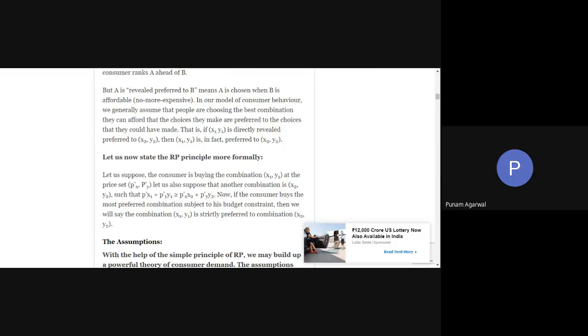Ma'am, this means that the consumer will choose A not because it is very expensive. It depends upon his likeness. If he likes the good, he will choose A. Hmm. It is not necessary that he will choose the less expensive good, for example B or C.